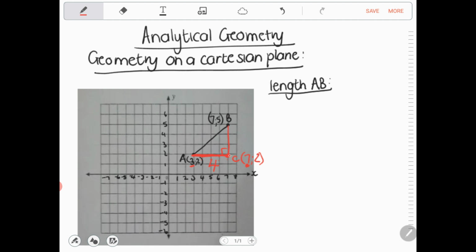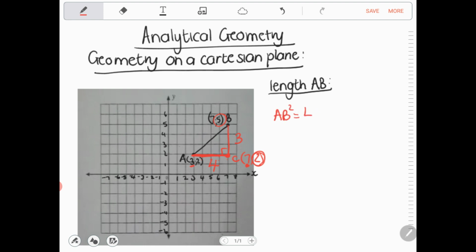Here, this side would be 1, 2, 3 units. And if I look at the y values, if I took the 5 and subtracted the 2, the two y values there, 5 minus 2, that would give me this 3. 5 minus 2 is 3. So a way of getting this vertical line here would be to subtract the y values. And then I could use Pythagoras.